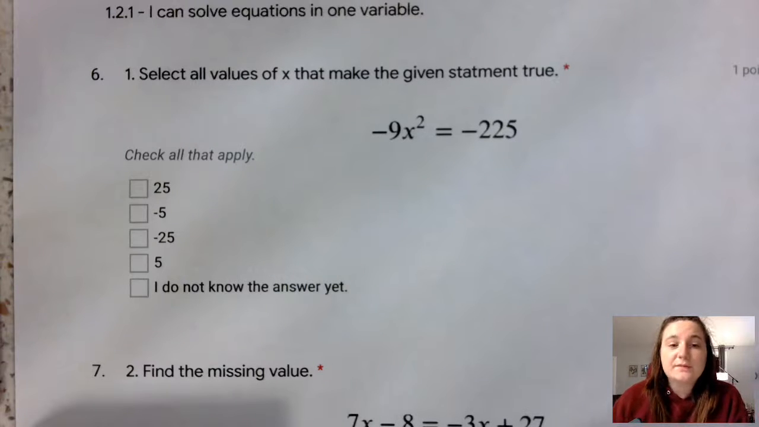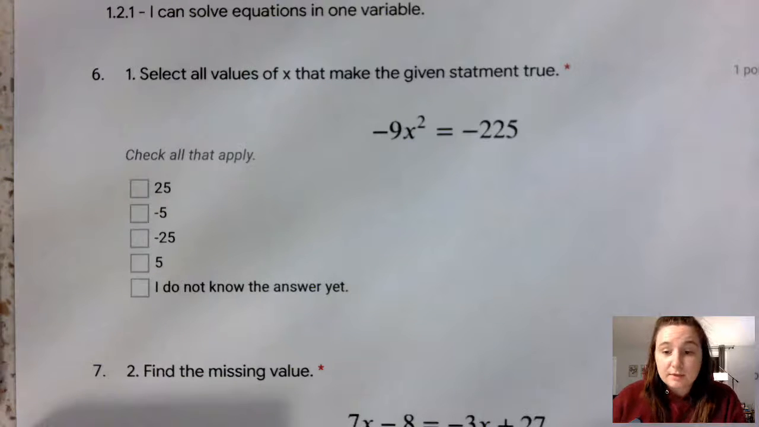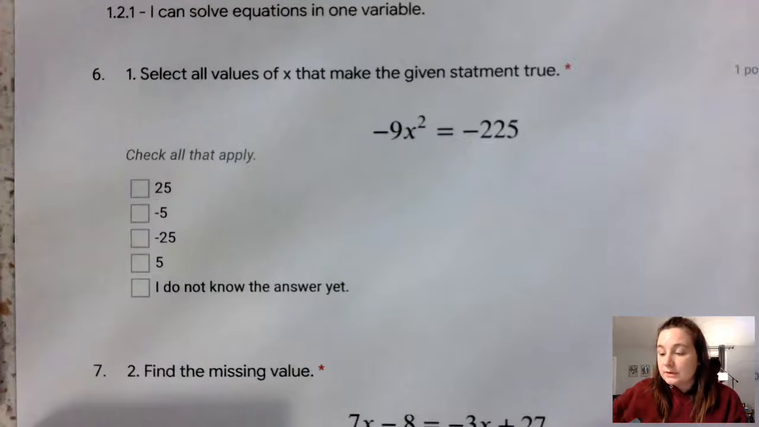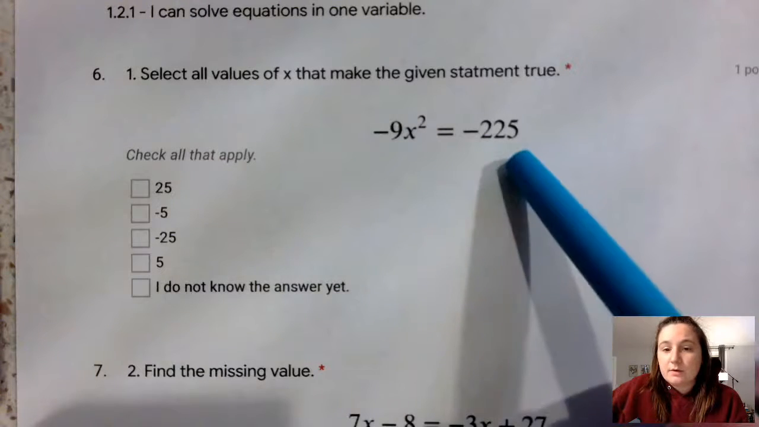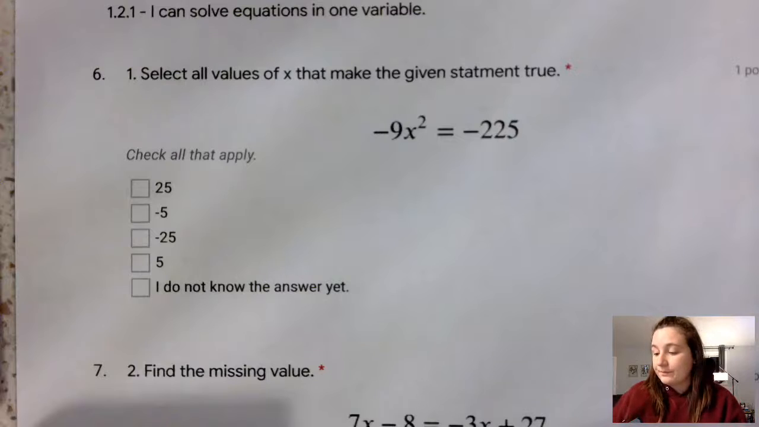Let's go through this first question. So it says select all values of x that make the given statement true. And we have our equation, so negative 9x squared equals negative 225.